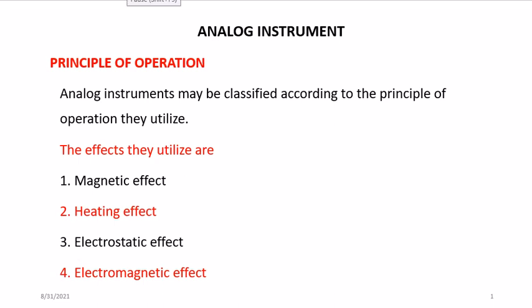You are welcome to our lecture number 4 on measurement and instrumentation. Today we are going to look at the analog instruments. From our first lecture, we divided measurement instruments into analog and digital, depending on how they record and display the reading. So today we are going to look at the principle of operation of analog instruments.